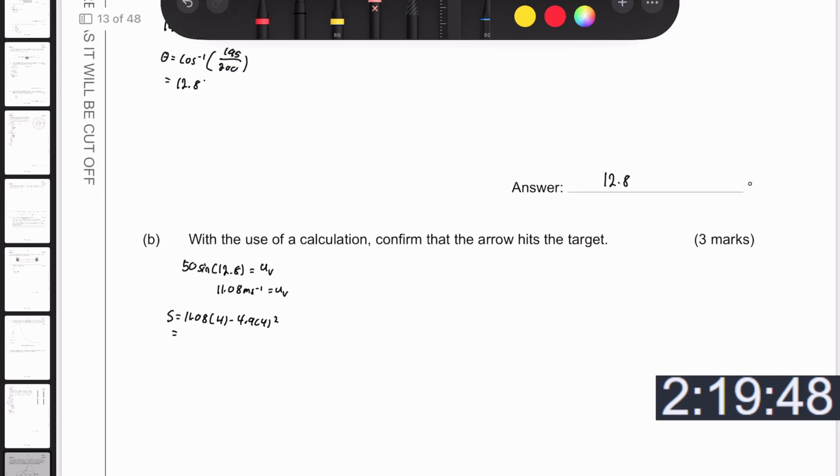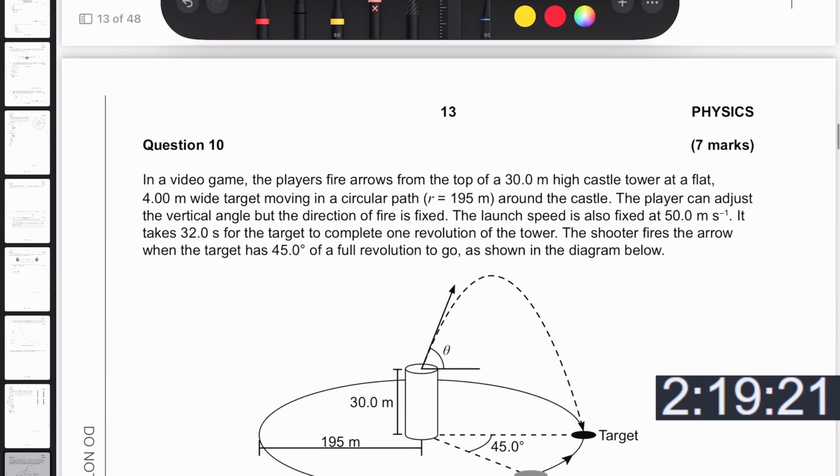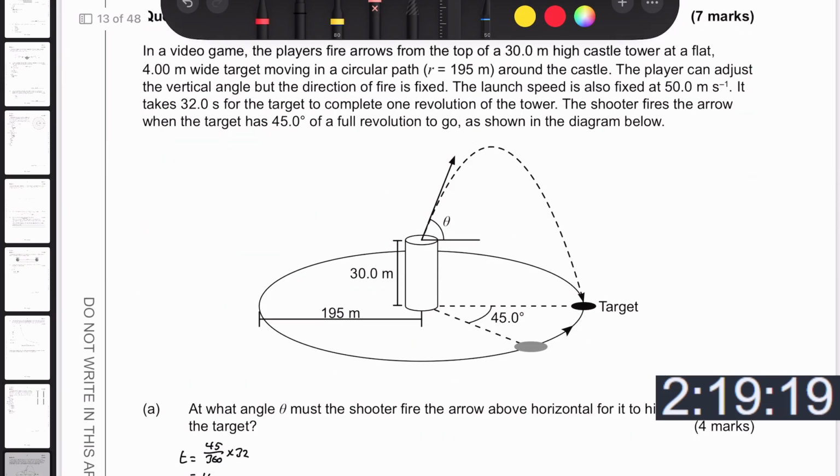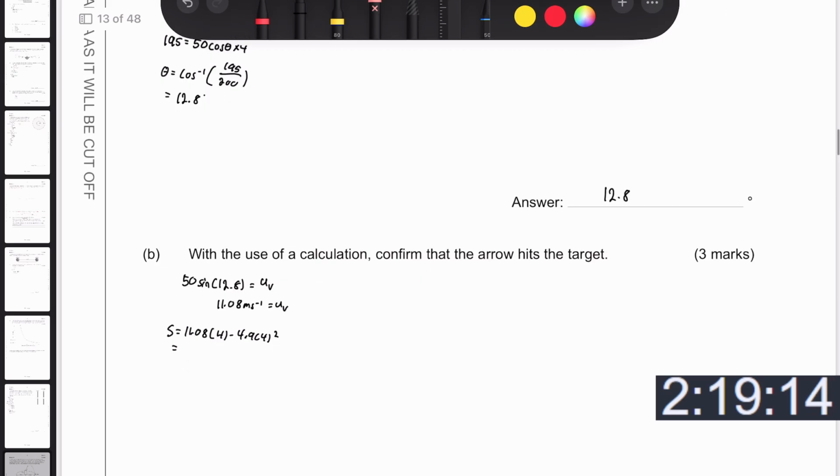What will it have to be? Let's see. Let's say 12 times 4 minus 4.9 times 4 squared is 36. 13 meters. 15 meters is too much. 14 meters. It needs to be 14 degrees. Confirm that the arrow hits the target.